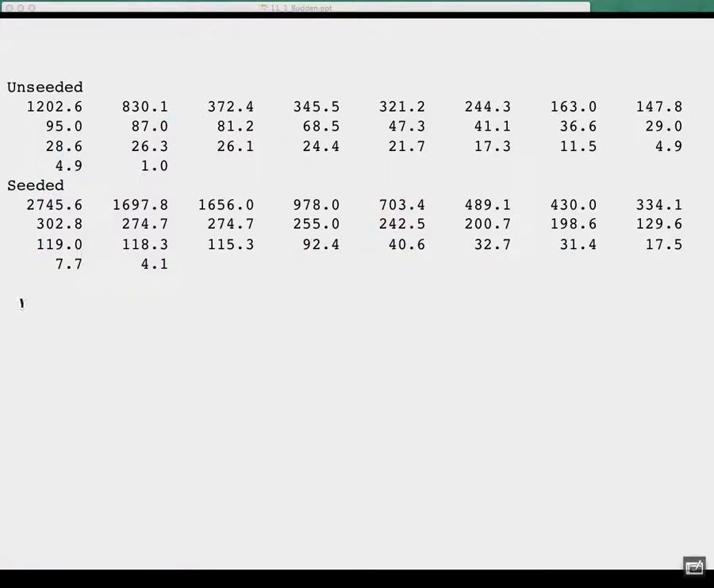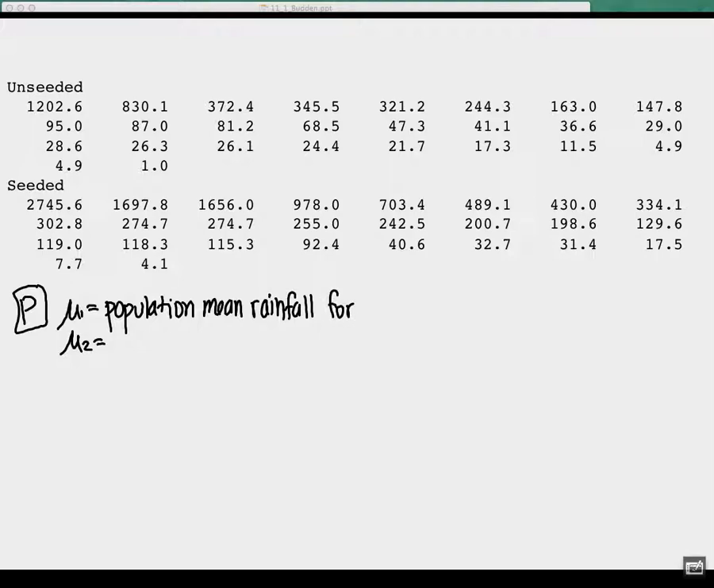So first thing that you're going to have to do is define your parameters. In this case, you have 2 parameters. So we're going to have mu1 and mu2. So mu1 is going to be the population mean rainfall for, let's say, the unseeded clouds. Mu2 is going to be the same thing except for the seeded clouds.